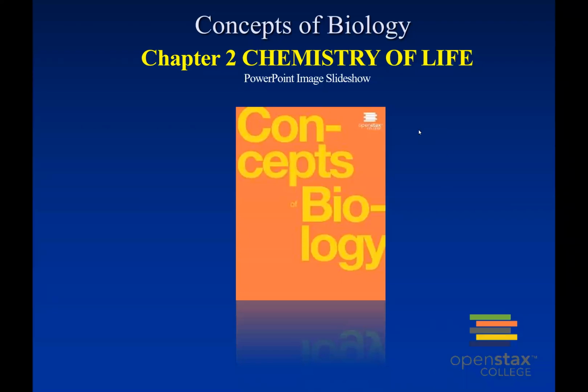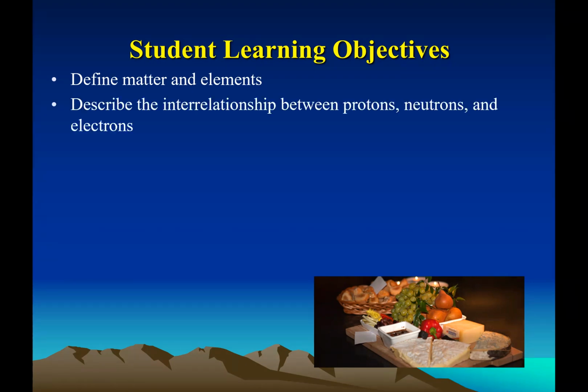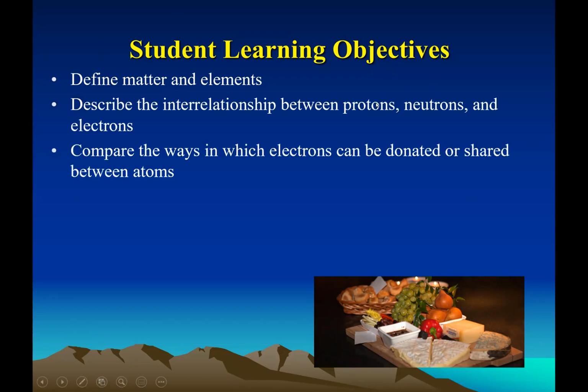Chapter 2, the chemistry of life. So what are the main student learning outcomes for this chapter? We have to remind ourselves about what matter is. All life is made of matter. It can either be living matter or dead matter, but it's still matter. So we need to study the atomic structure, that would be the interrelationship between protons and neutrons and electrons, which are the subatomic particles.